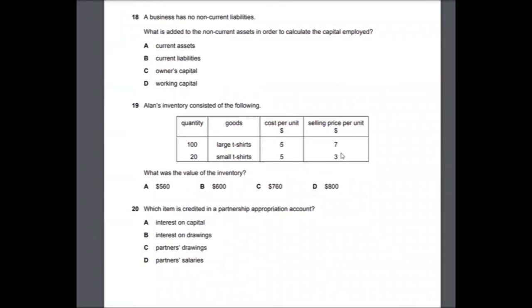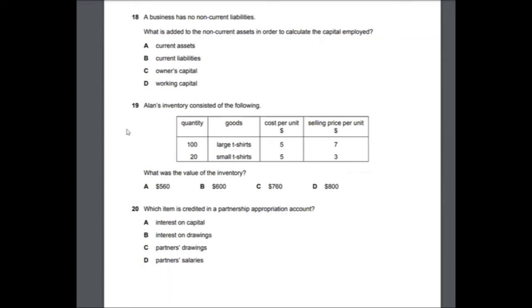Let's look at multiple choice 18. A business has no non-current liabilities. What is added to the non-current assets in order to calculate the capital employed, right? So capital employed is basically net assets of the company. What are net assets? Net assets are basically assets minus liabilities in this case, right? So what you are going to add to non-current assets in this case is basically working capital. So the correct answer to multiple choice 18 is again option D.